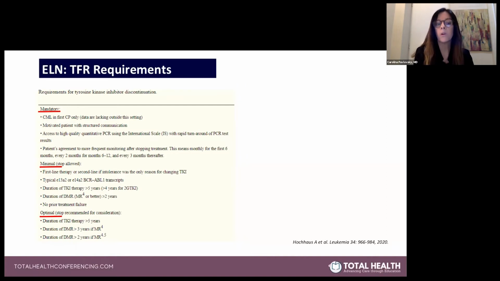Some minimal requirements are, for example, a typical transcript, the duration of TKI more than 5 years, and the deep molecular response obtained, defined as 4.5 during more than 2 years, are among the minimal requirements. So we have to take this into account to consider if we are going to interrupt treatment.